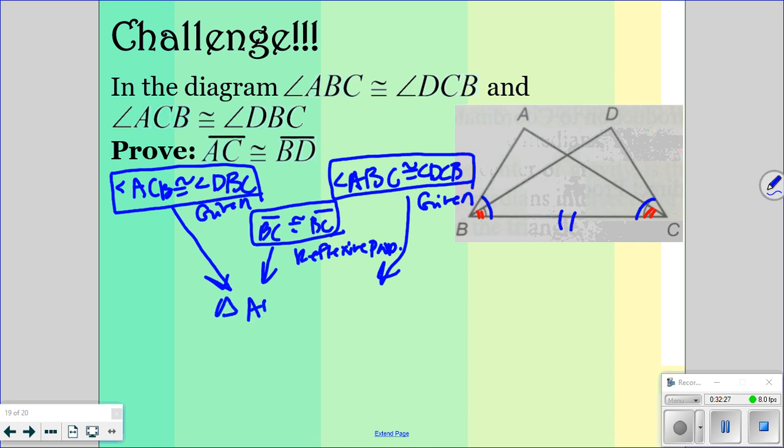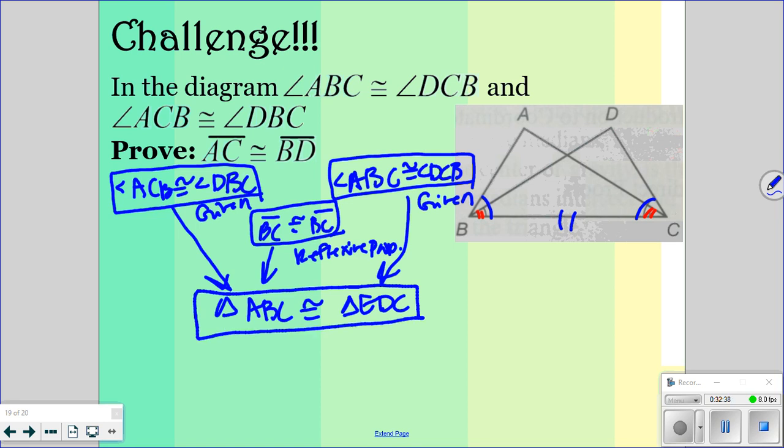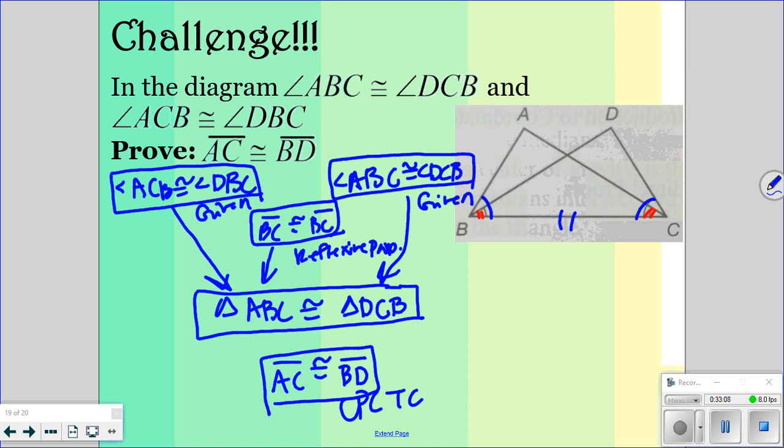tell us that triangle ABC is congruent to triangle DCB. Okay? And then if these two triangles are congruent, that means that AC has to be congruent to BD. And the reasoning would be CPCTC. Whoops, I left off my justification here. That would be by angle side angle. So that would be your proof for that one.